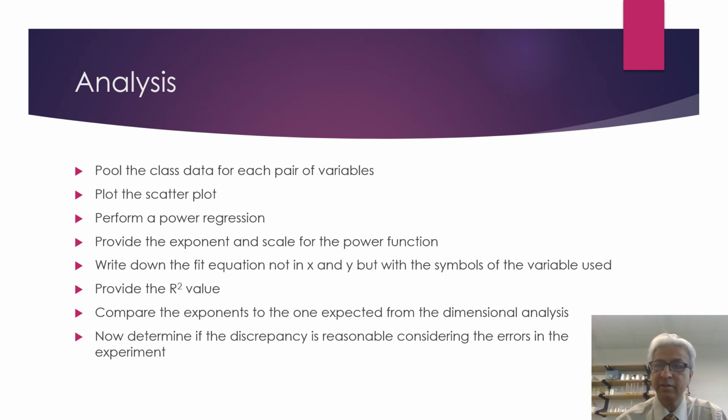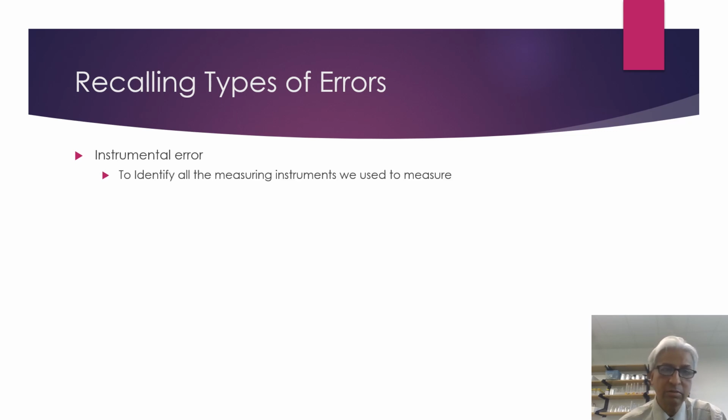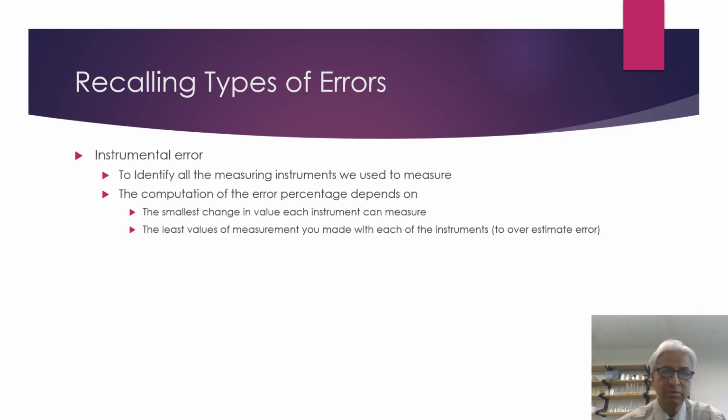To determine that, we need to understand the nature of the errors. Now, let's quickly recall the types of errors you come across. Number one is the instrumental error. For this, you need to know the least measure, the smallest change in measure that every instrument can really measure, and also you need to know the least measurement you have made with it. The computation of the percentage error will depend upon these two things: the smallest change in value and the least value you measured with it.